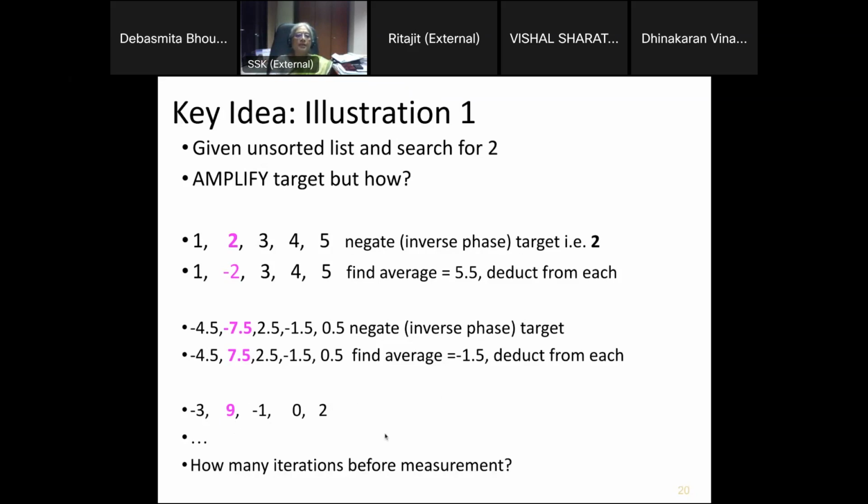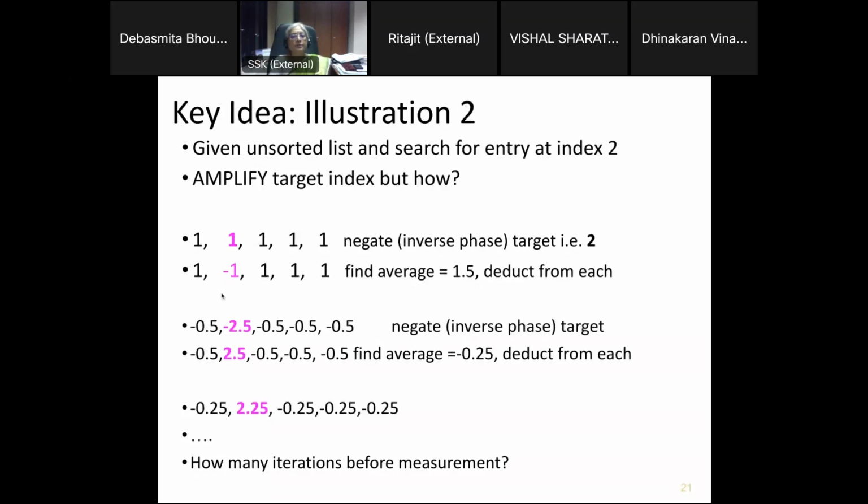Now the question is, how many times do I repeat this negation, which is called inverting the phase, and taking the average, which is known as the diffusion? How many times do I iterate on these two operations before I take the measurement? That is the key calculation that Grover made. Another illustration: we had all equal values. Even then, you find that after a few iterations, the separation between the amplitudes happens.